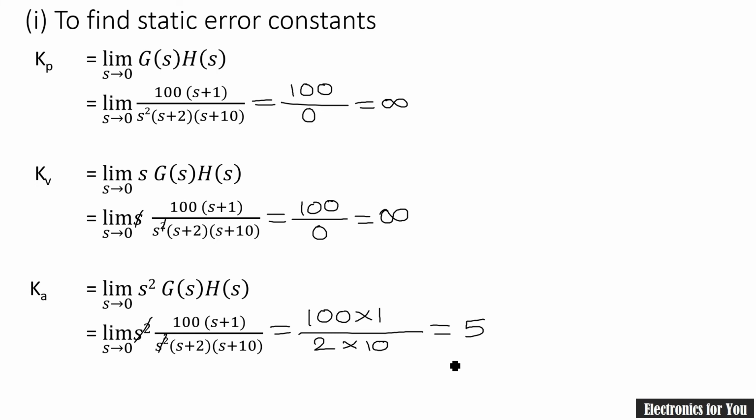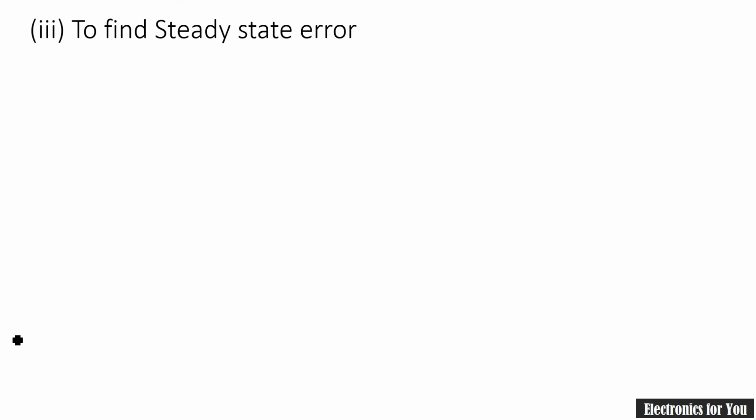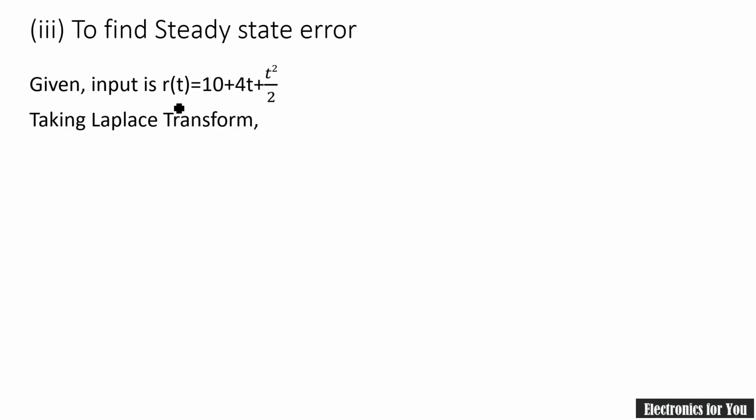Now next is to find the steady state error, and to find the steady state error our given is R of t. So we will use the same technique again, taking the Laplace transform here. We will get R of s equal to, for 10 we will get 10 by s. For t, the Laplace transform of 4t is 4 upon s square.